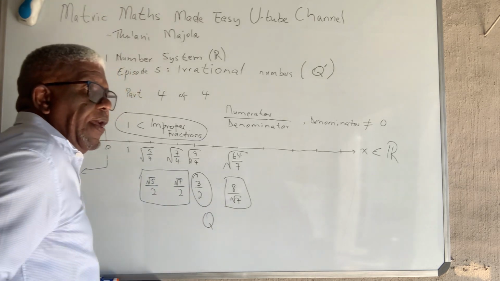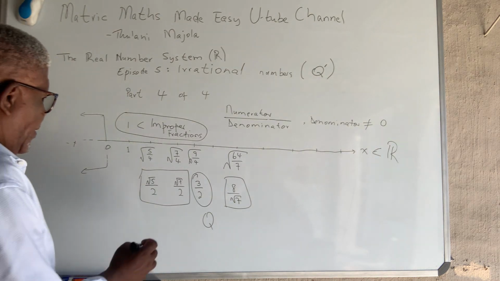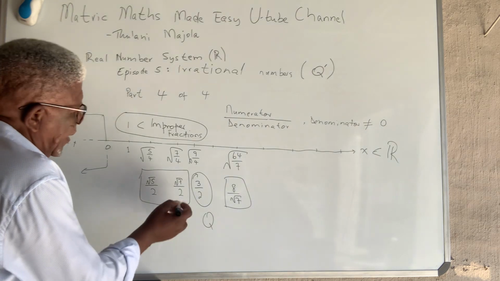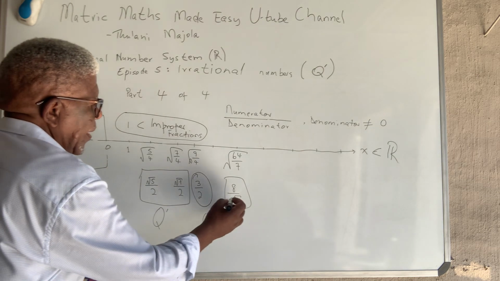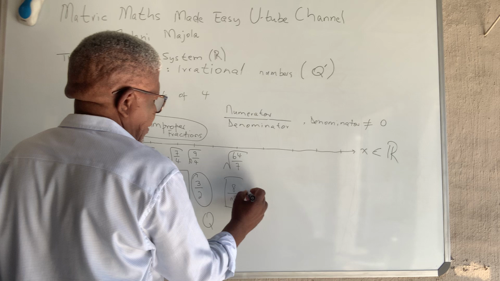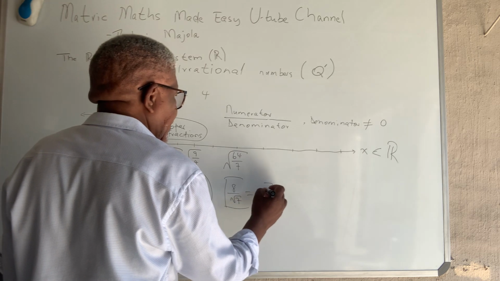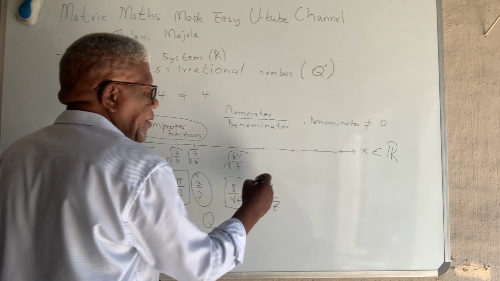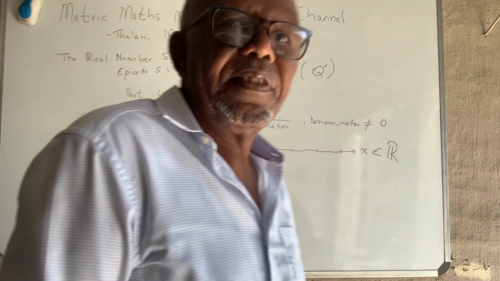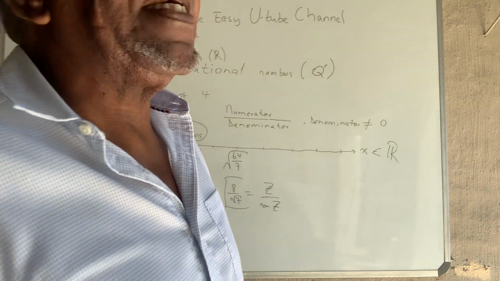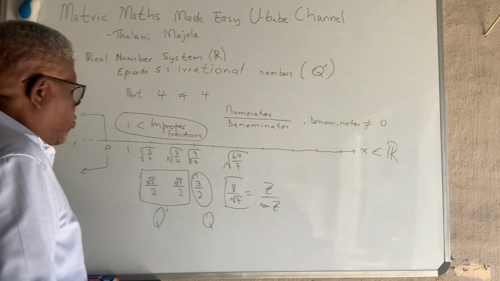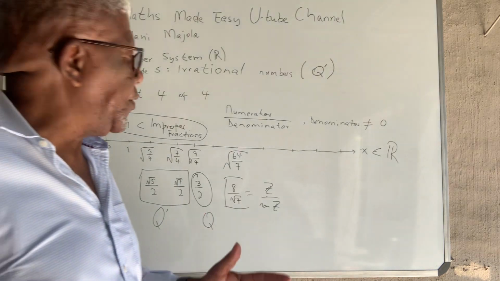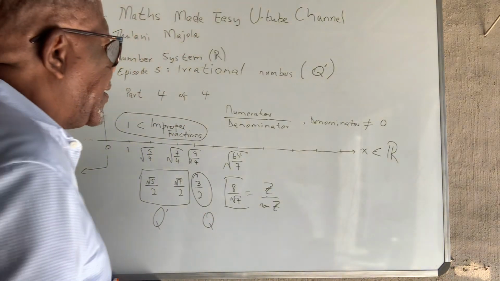So this is an irrational number because it's a non-integer over integer. Here, non-integer over integer. And here, 8 over the square root of 7 is actually integer over non-integer. So once we've got mixed factors, the irrational number takes over. Now you know the difference between the irrational numbers and rational numbers.